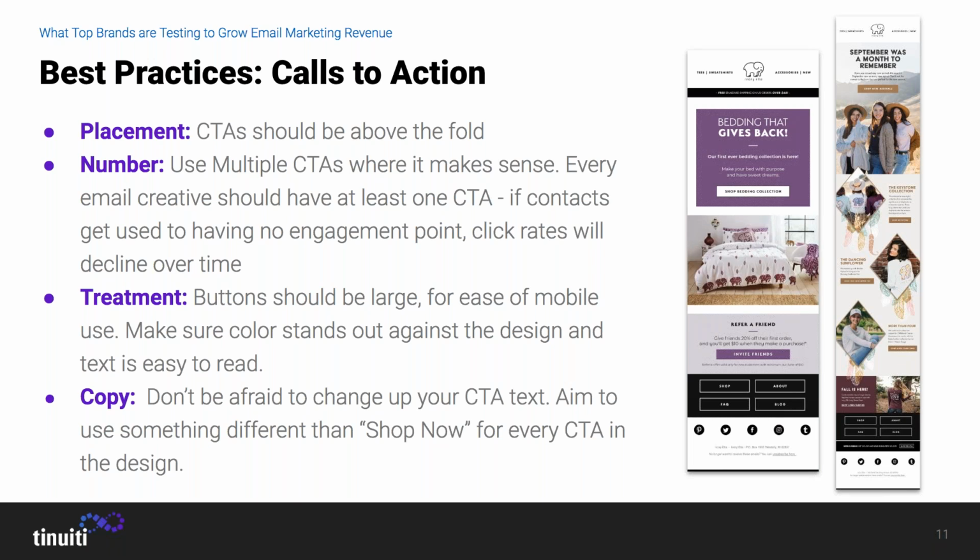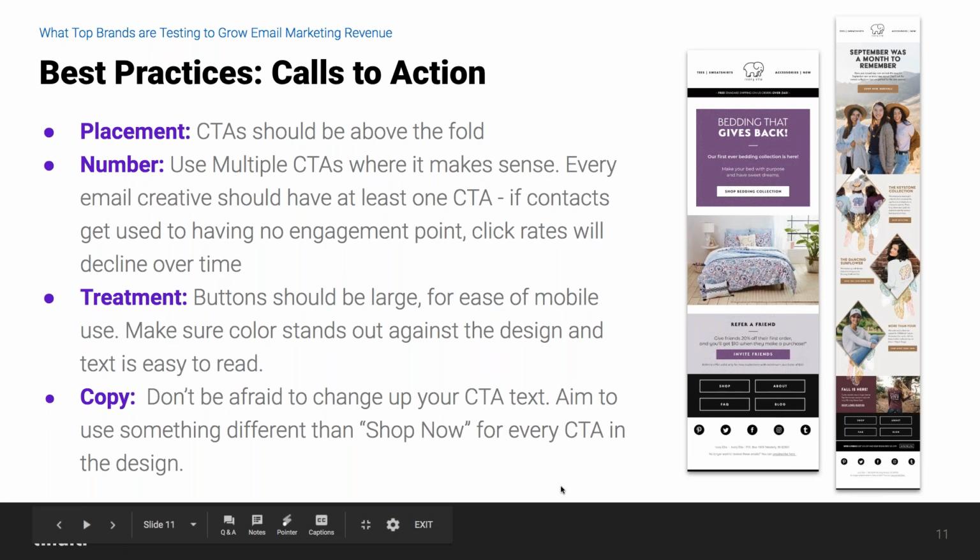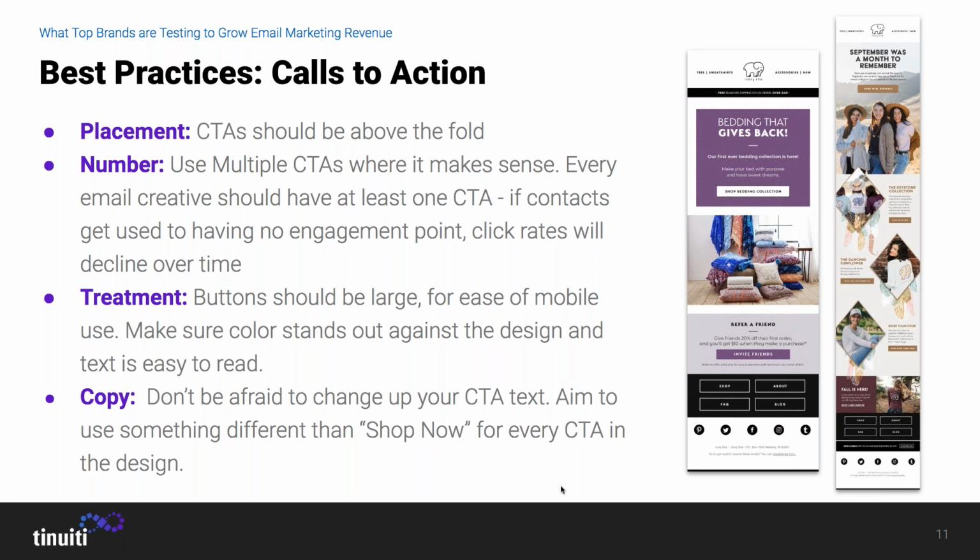Buttons should be large for ease of use on mobile. Make sure the colors stand out, make sure it's really easy to get to. And then here's a really fun one, but really high impact. Don't be afraid to change up your CTA text. So I know a lot of us use shop now, buy now, as we're trying to direct them to a product page, but there's some other text that you could use, maybe a little bit more specific. And it's a really great thing to test because it can be high impact. And we'll chat about that in just a second.